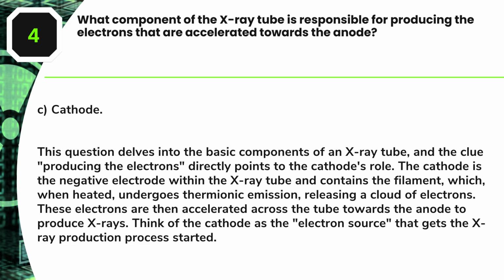These electrons are then accelerated across the tube towards the anode to produce X-rays. Think of the cathode as the electron source that gets the X-ray production process started.